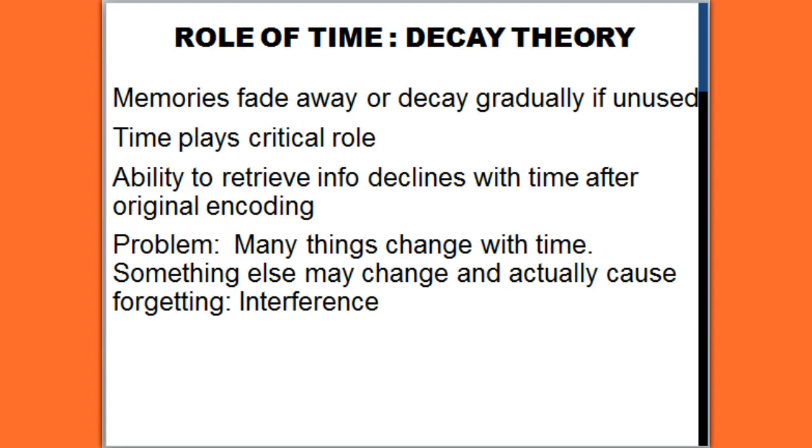Here we go. Time. Memories fade away or decay gradually if unused. Time plays a critical role. Okay, so you encoded this information at one point, but you have little reason to keep connecting back to it, and so literally, remember we were talking about synaptic connections, that is what seems to create the strength of a memory. The stronger the memory, the more powerful the memory, the stronger the synaptic connection. But in this case, you just don't use it, and so that synaptic connection starts to fade.